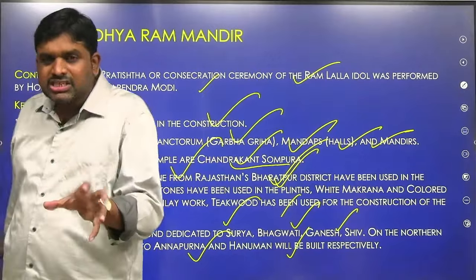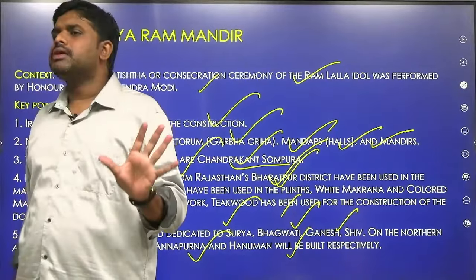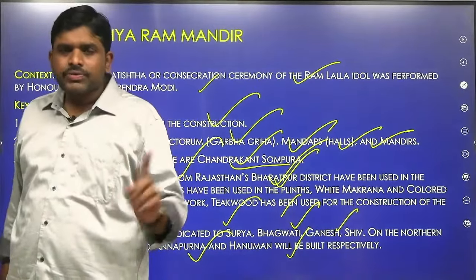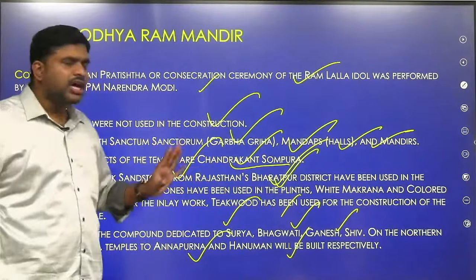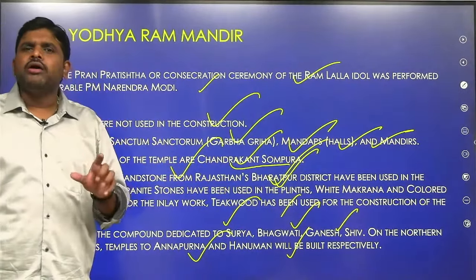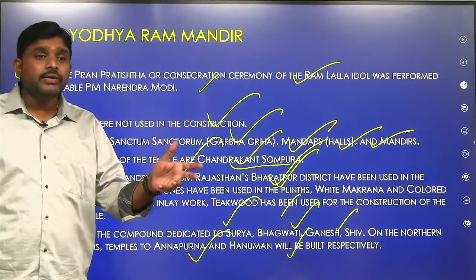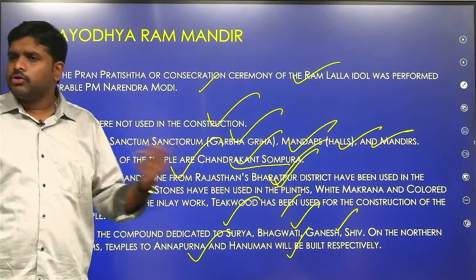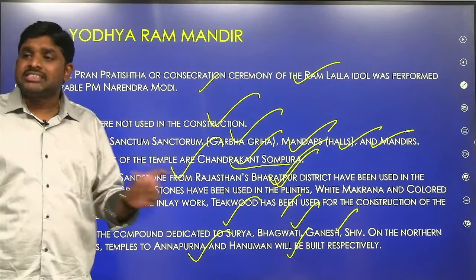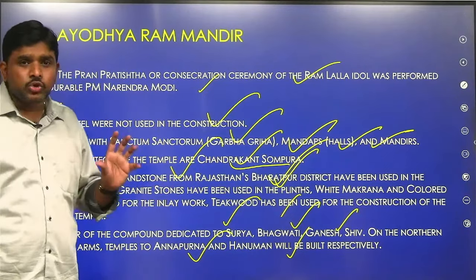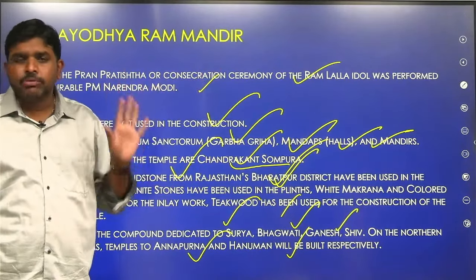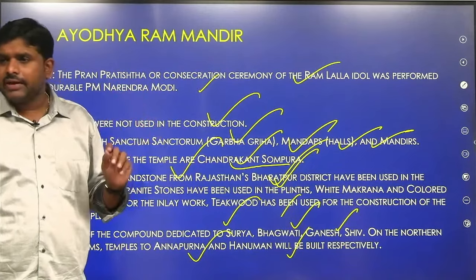So mainly we have to understand the construction structure. Nagara style. The person who designed the temple is Chandrakant Sompura. The person who designed the idol is a yogi, Arun Yogi. And the stone we use is red sandstone, which is taken from Bharatpur district of Rajasthan.